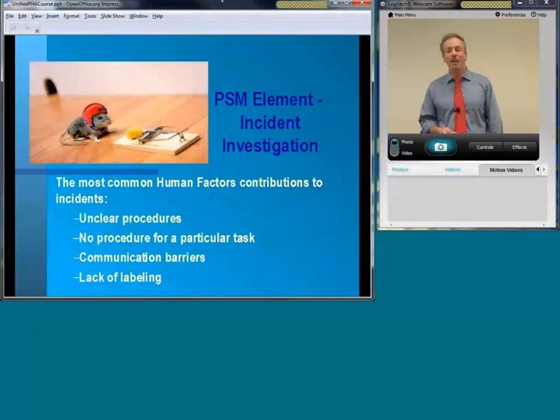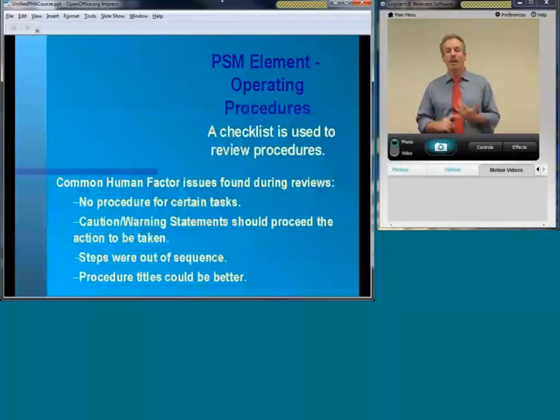Other issues associated with operating procedures: again, not having a procedure, not having caution and warning statements properly in the procedures, steps out of sequence, having procedure titles that don't really match what it's doing. And also, we find this a lot, procedures that don't really match what the operator is doing in the field. Procedures should capture operational best practices and be used as a basis for amplifying those best practices and carrying them through for all personnel. And these are things that you need to be looking for during the course of the HAZOP study.